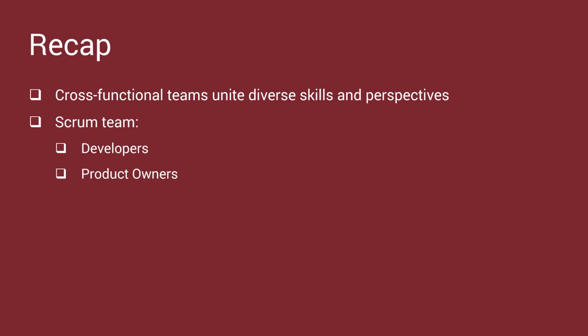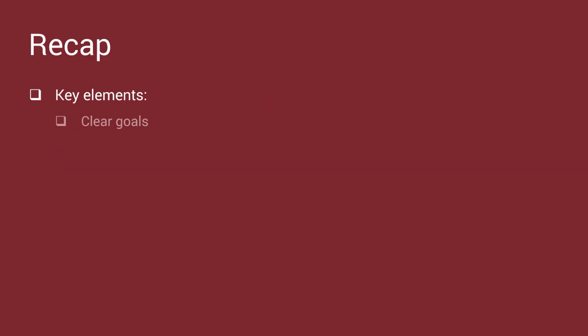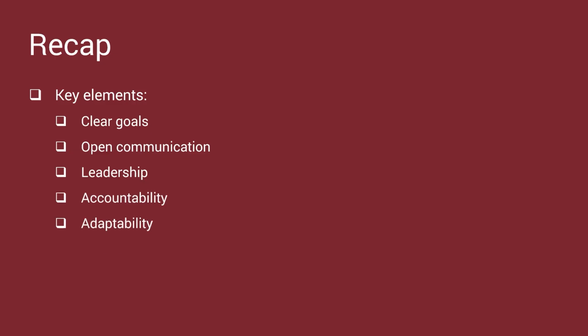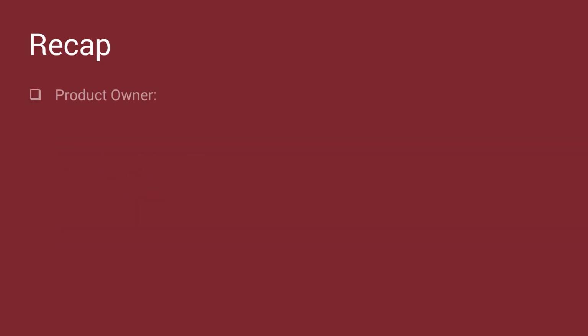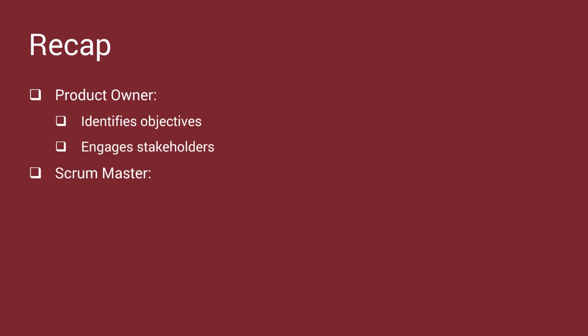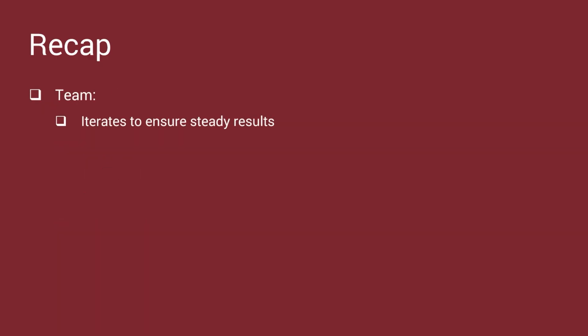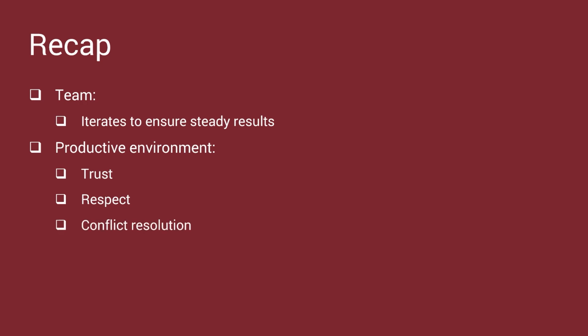developers, product owners, Scrum Masters, and stakeholders collaborate to deliver value through clear goals, open communication, strong leadership, accountability, adaptability, and continuous improvement. This helps the product owner to identify the objectives and involve all relevant stakeholders, the Scrum Master to remove barriers and create focus, and the team to iterate to ensure steady results. Trust, respect, and effective conflict resolution build a productive environment.